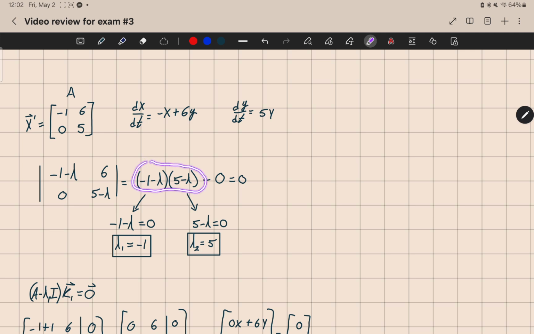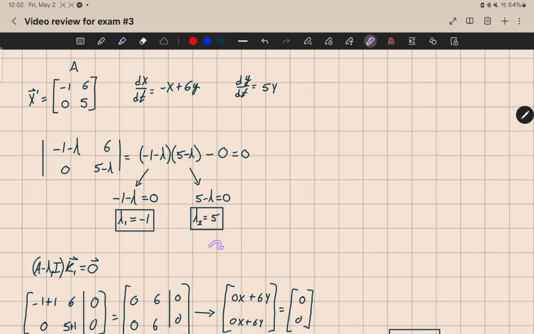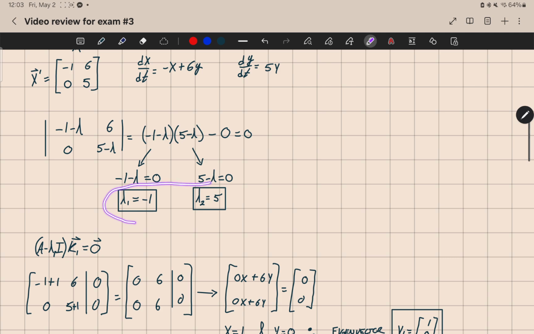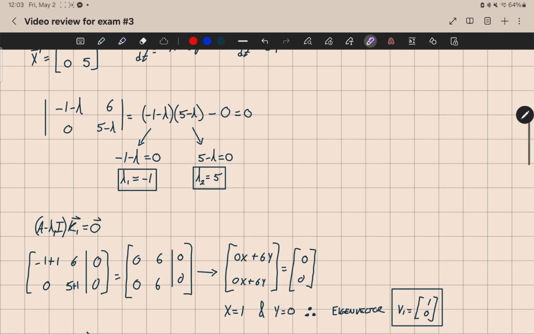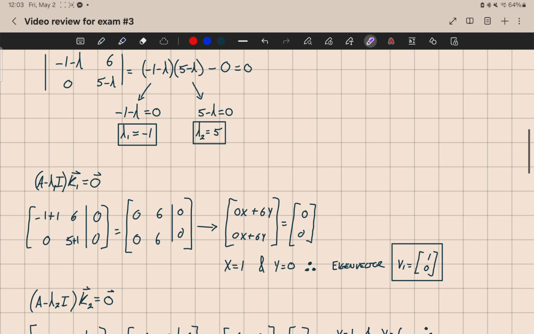We're going to set each one of these equal to 0, and we get our first eigenvalue is equal to -1, and our second eigenvalue is equal to 5. And now we are going to set up again to find our eigenvectors. We're going to be using this equation here. Don't forget that I is the identity matrix.